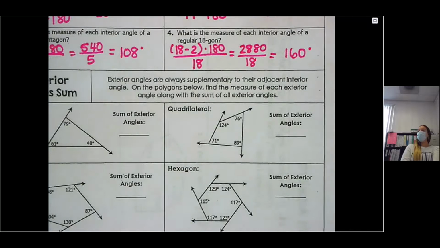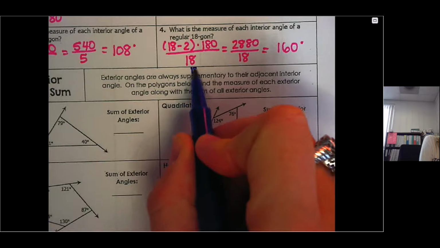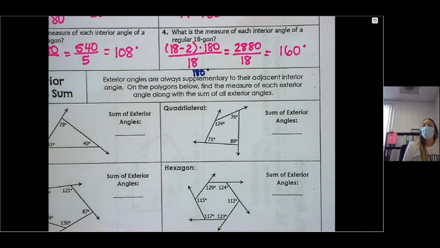Okay. So interior means inside. Exterior means outside. Now it says exterior angles are always supplementary. What does the word supplementary mean? Yeah, adds up to 180. So exterior angles are supplementary to their adjacent interior angles. What does the word adjacent mean? Connected. They're next to each other. Good. So adjacent means touching. They're next to each other.